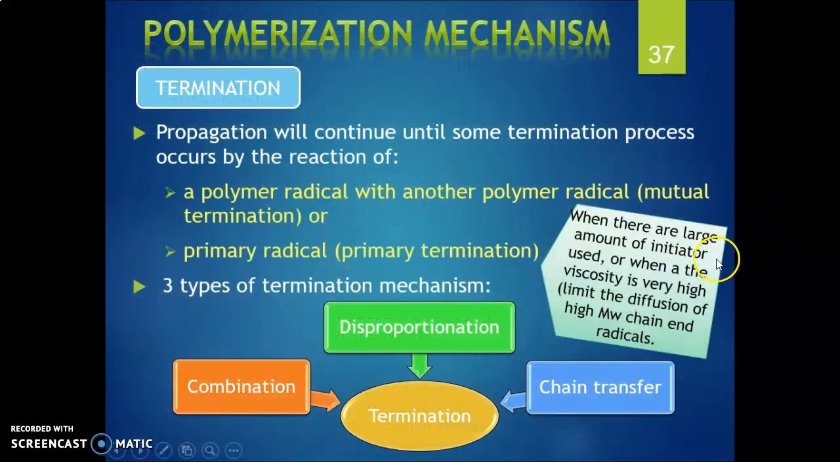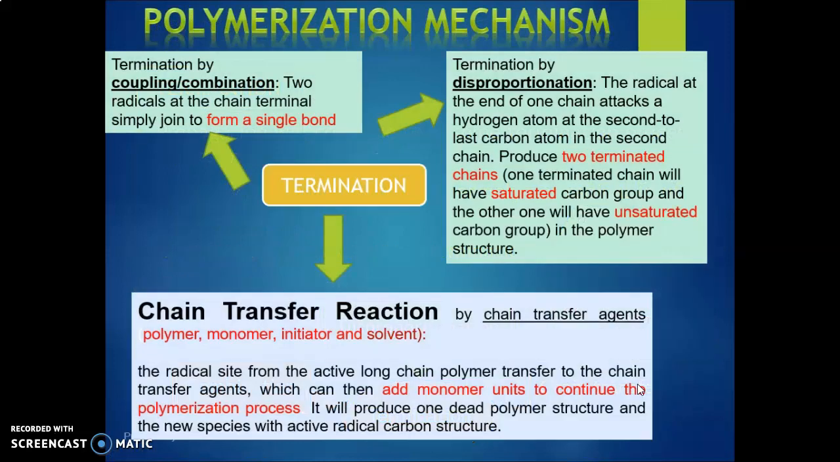So when a large amount of initiator is used or when viscosity is very high, we limit the diffusion of high molecular chain and radical, so we use a chain transfer. Okay, termination by coupling or combination, two radicals at the chain terminal simply join to form a single bond. So it will result in a head-to-head placement.